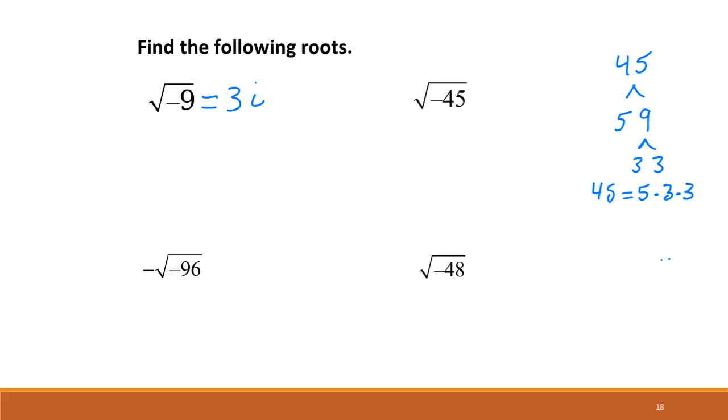Since I'm doing a square root here, I have to have a pair to pull it to the front. So if I do the square root here, I'm going to have 3 square root, and then that 5 is left on the inside, and I don't want to lose that negative that I have there. To get rid of the negative, I pull an i to the front. So my solution is 3i square root 5.